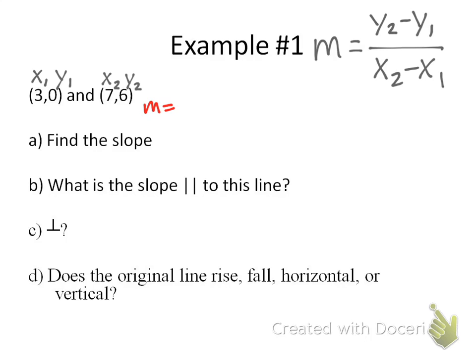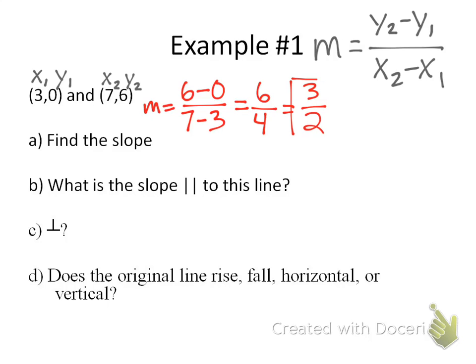All right, I'm going to plug it in. So my y2 value here is 6. My y1 value is 0. My x2 value is 7. My x1 value is 3. Then I simplify. 6 minus 0 is 6. 7 minus 3 is 4. That simplifies to 3 over 2. So this is my slope.